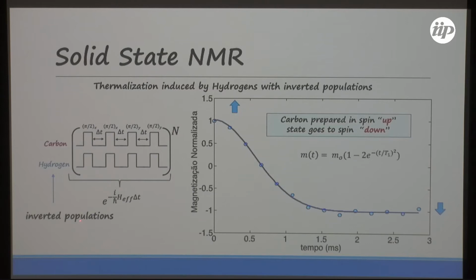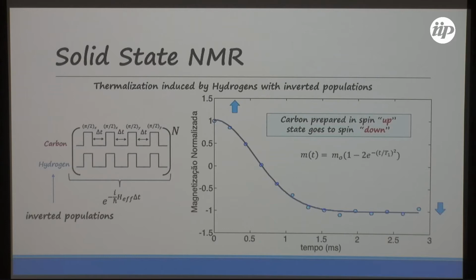So if you invert the population of the hydrogen, what happens if you start with the carbon spin up, for example? Now it thermalizes to the state down, okay? So what we have here is that the system is thermalizing with the bath with negative temperature, okay?